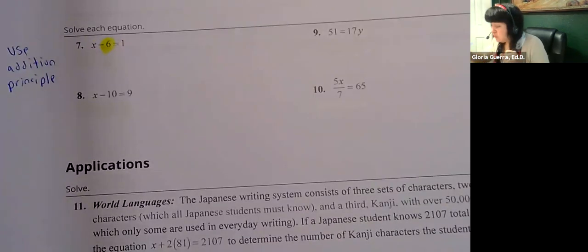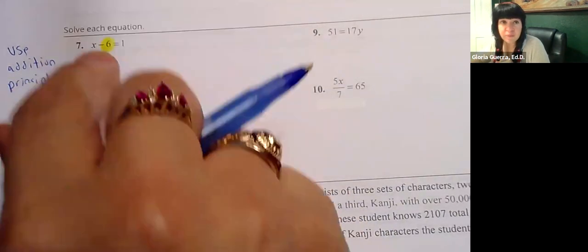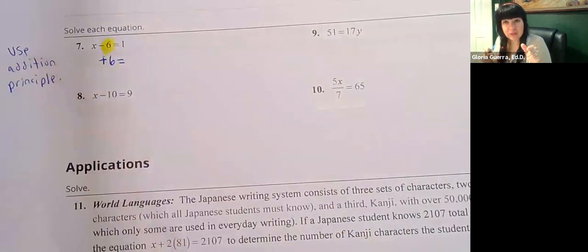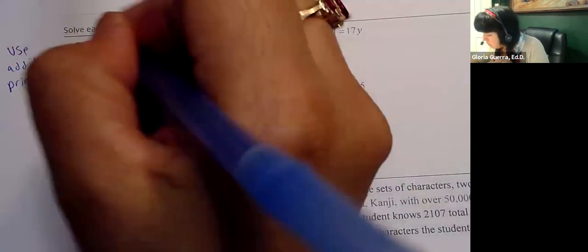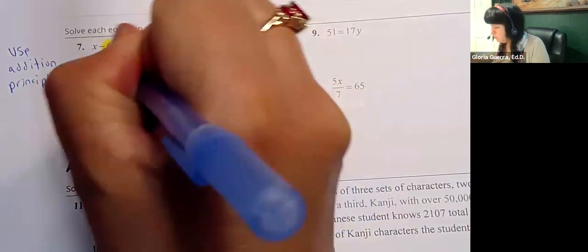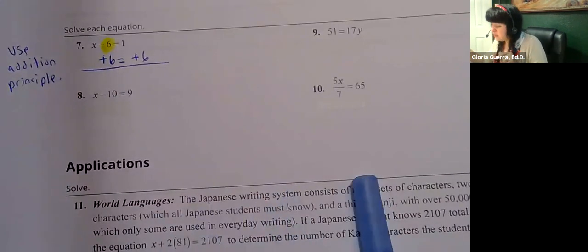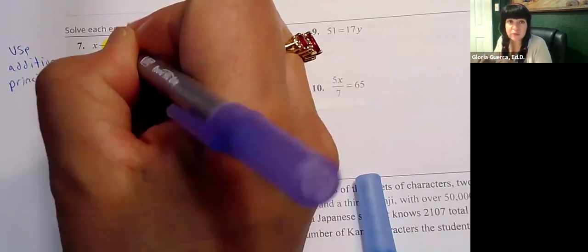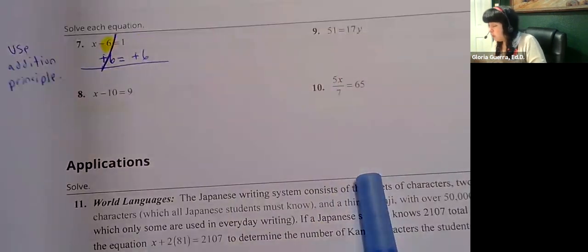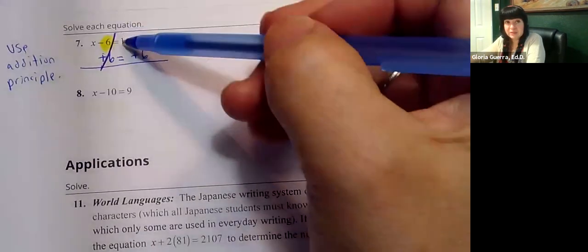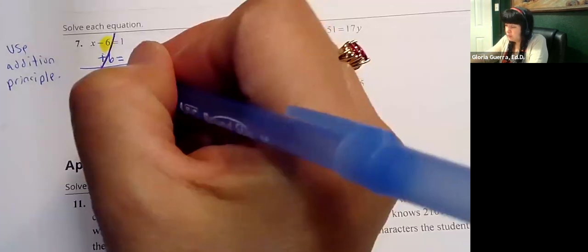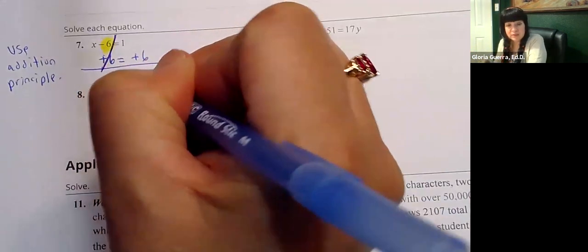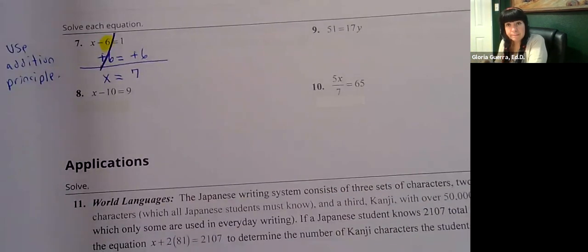I say to use the addition principle because the opposite of a -6 is a +6. But what you do to one side of the equation, you have to do on the other side of the equation. Then these -6 and 6 cancel out. You're left with 1 and 6 on the other side, which is equal to 7. Because these canceled out, you have x only, and then you added 1 and 6, so x equals 7. Okay.